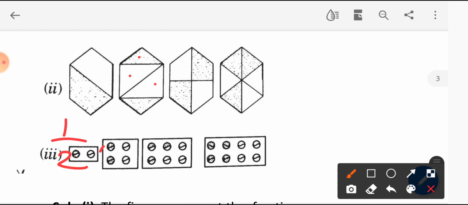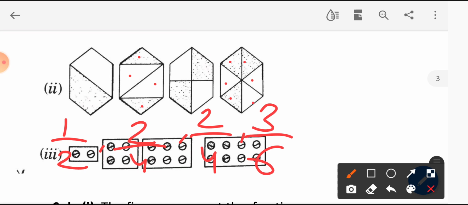Here 1, 2, 3, 4. Out of this 2 are shaded. So 2 by 4. Here again 2 by 4. And here 1, 2, 3, 4, 5, 6. Out of 6, 3 are shaded. So 3 by 6. Now 2 by 4 can be written as 1 by 2.